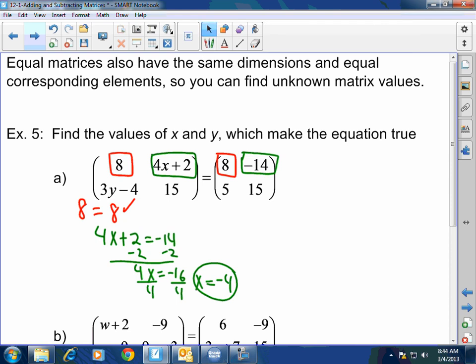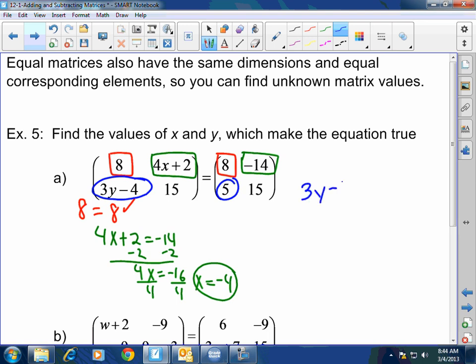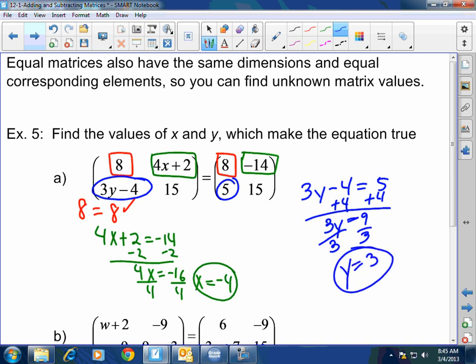Okay, now, that is element 2, 1. That has to be set equal to element 2, 1 in the other matrix. So I've got 3y minus 4 must equal 5. Add 4 to both sides. 3y equals 9. Divided by 3. Y equals 3. We're done. And then the last elements. What are the last elements, Mr. Morrow? Well, the last elements, that's element 2, 2, which has to be equal to 2, 2. And 15 does equal 15, so we're good.